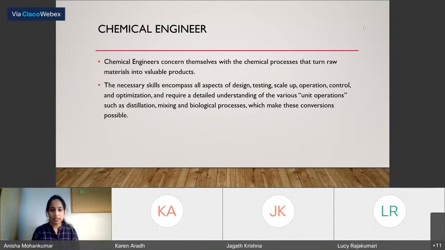The necessary skills that encompass all this are design, testing, scale up, and unit operations. By unit operations, I mean every process that is employed in a chemical process is called a unit operation. Say filtration, sieving, drying, everything is a unit operation. Distillation, mixing, all that is a unit operation. All these processes together are the necessary skills that are needed for a chemical engineer.